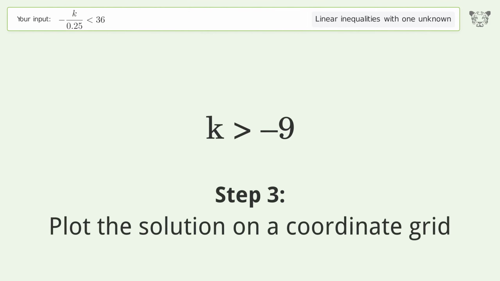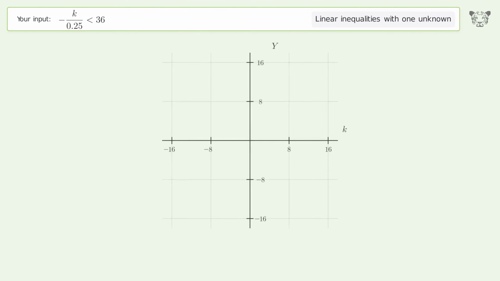Plot the solution on a coordinate grid. And so the final result is k greater than -9.